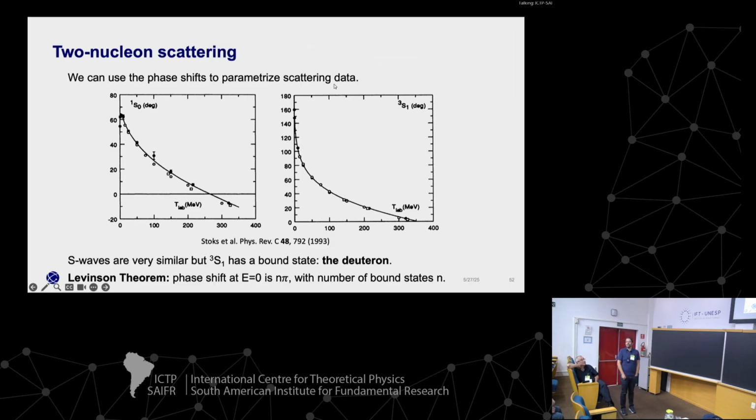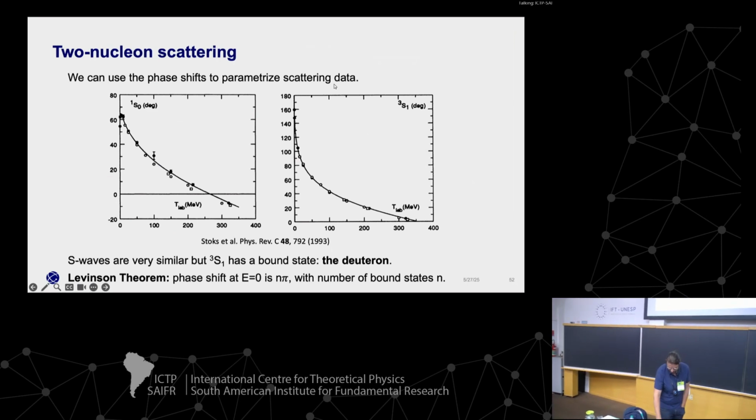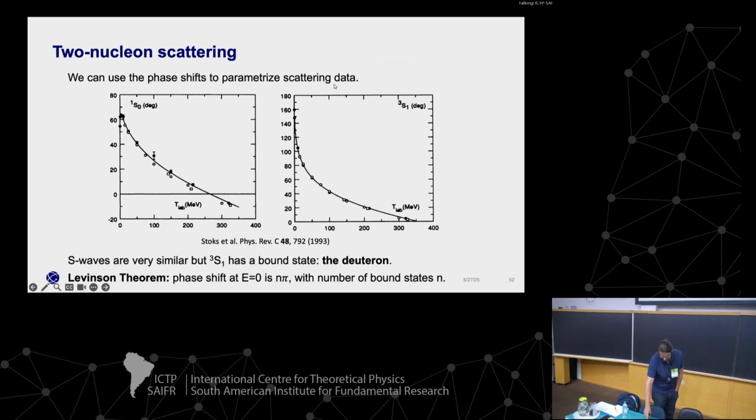And this is because it has a bound state, and for phase shifts, there's this Levinson theorem that the phase shift at energy 0 is n times pi, where n is the number of bound states. So here it's 1 times pi, so 3s1 has one bound state, and we know this bound state to be the deuteron, which is the lightest atomic nucleus in the universe. Well, if you don't count the hydrogen nucleus, which is just the proton, but okay.